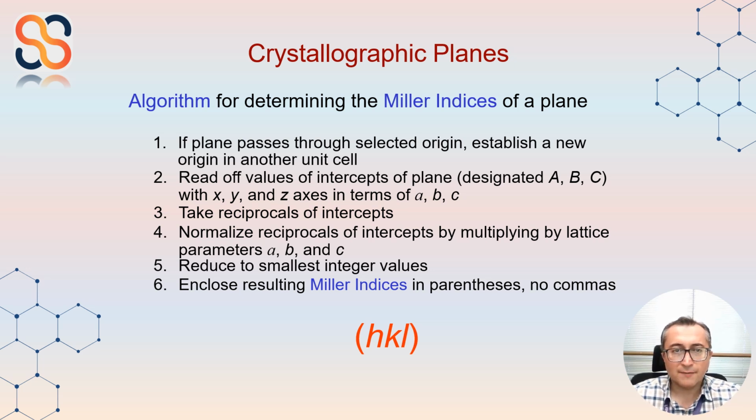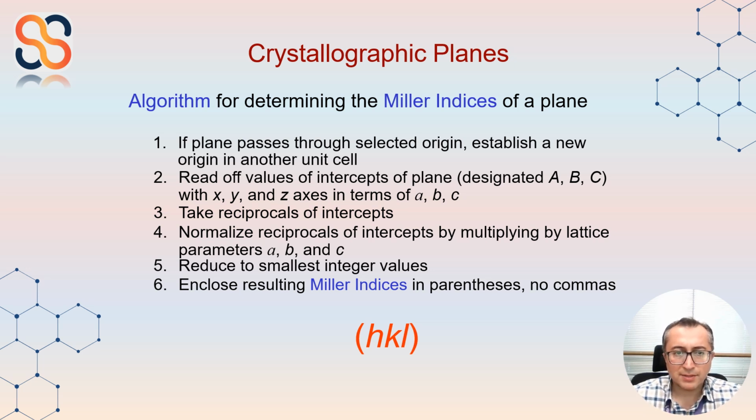Number 1, let's establish a new origin. If the plane passes through the selected origin, establish a new origin in another unit cell. Number 2, read intercepts. Identify and read the values of the intercepts of the plane with the x, y, and z axis.